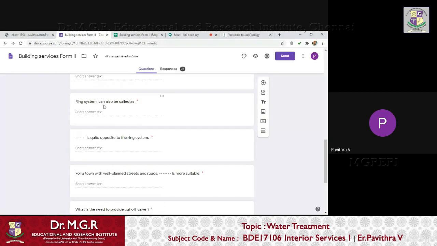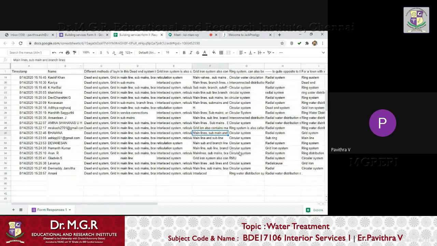Next, the ring system, which is also called the circular system. Correct. Gautaman has responded just now, and many of them have given the right answer for this. And Gladwin alone has given a different answer.